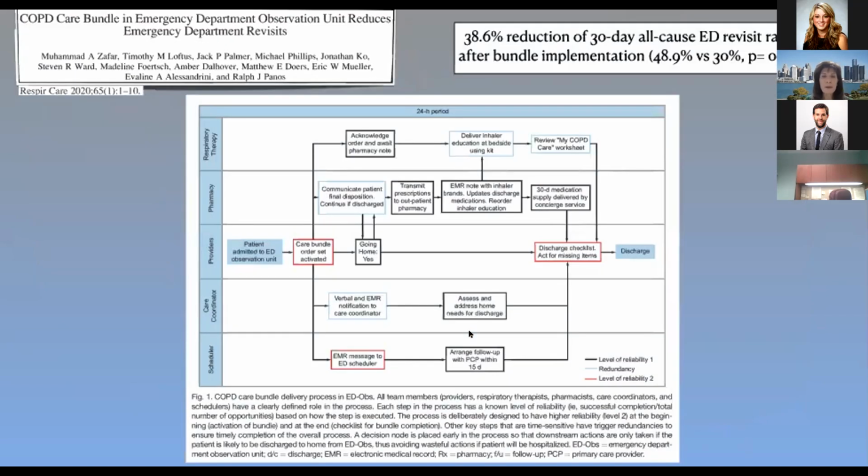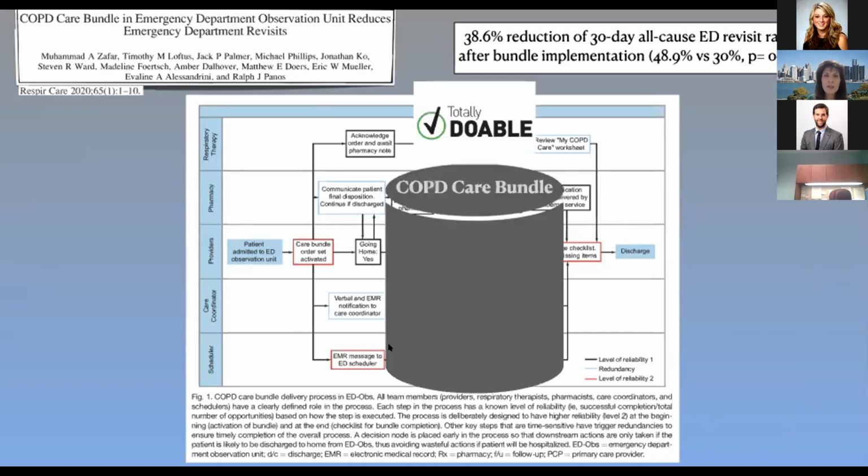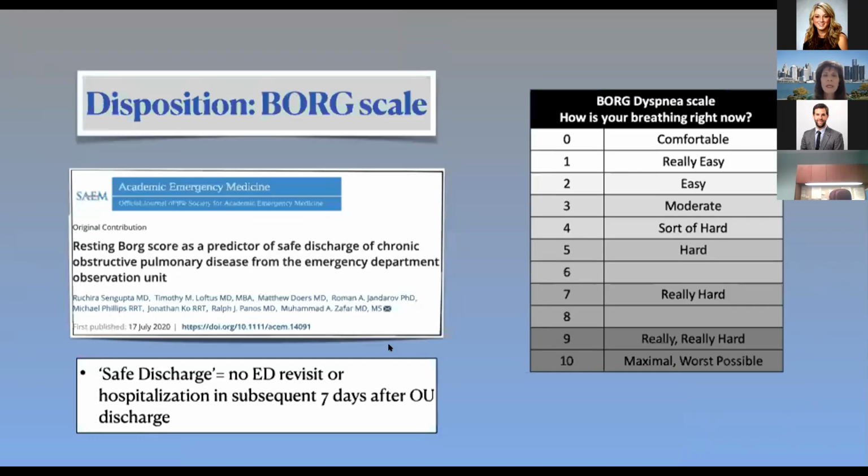And using this collaborative approach to management, where each of the team members, you can see respiratory, pharmacy, case management, had a specific role in this process, this decreased their 30-day all-cause ED revisit rate by almost 40%. And they also found that, during this process, they had a bundle adherence of about 90%. So again, the COPD care bundle, I think, is something that's doable and that you should consider for the intervention piece of your pathway.